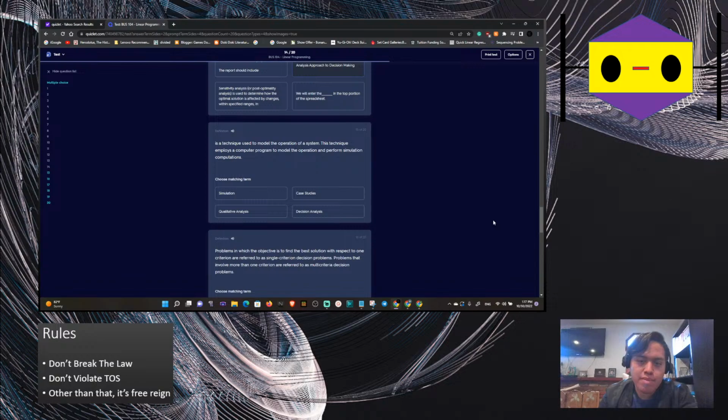It is a technique used to model the operation of a system. This technique employs a computer program to model the operation and perform simulation computations. Let me go with simulation.